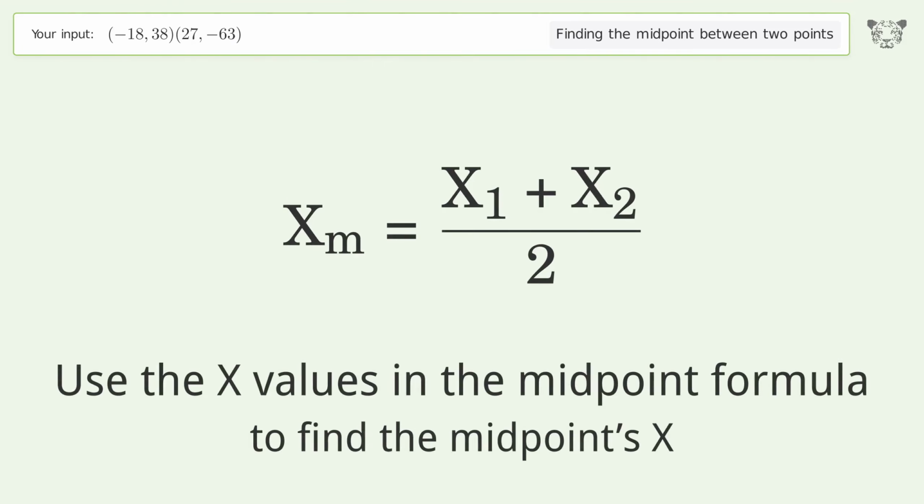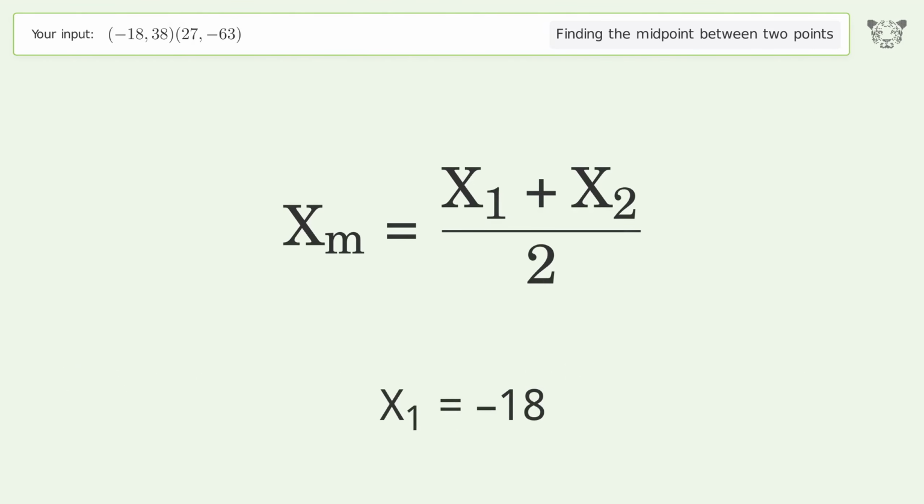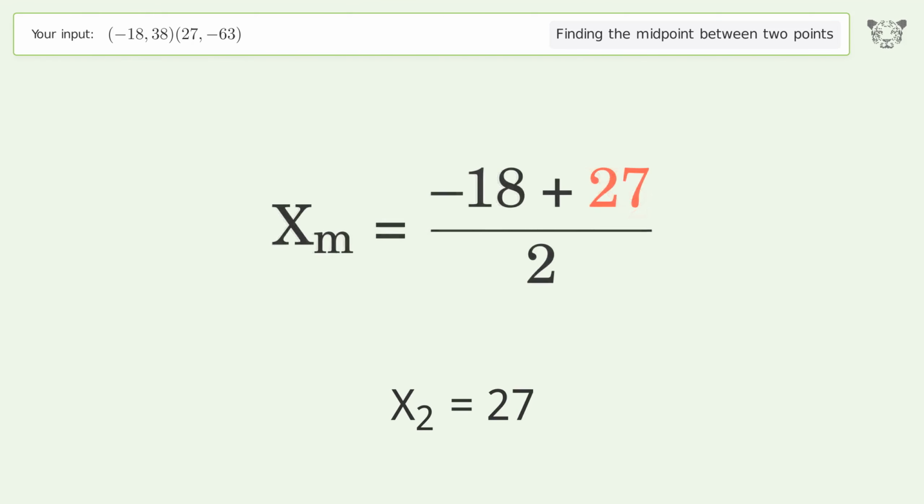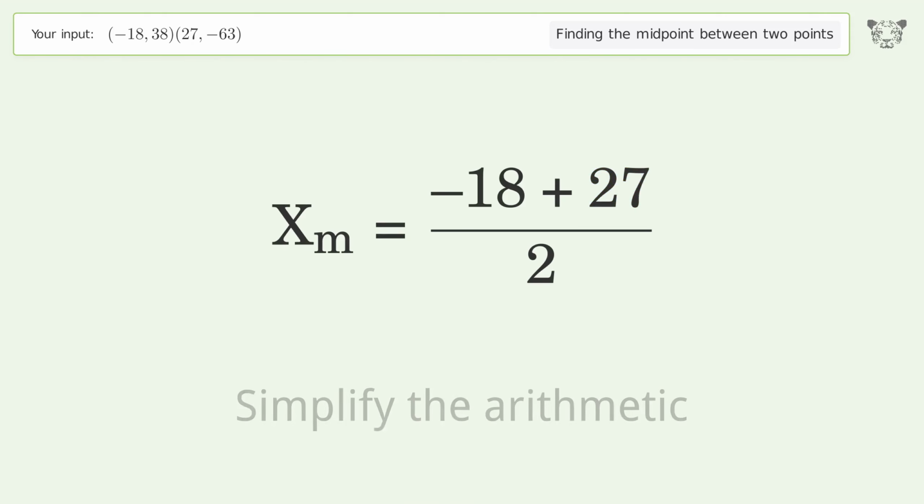Use the x values in the midpoint formula to find the midpoint's x. x1 equals negative 18. x2 equals 27. Simplify the arithmetic.